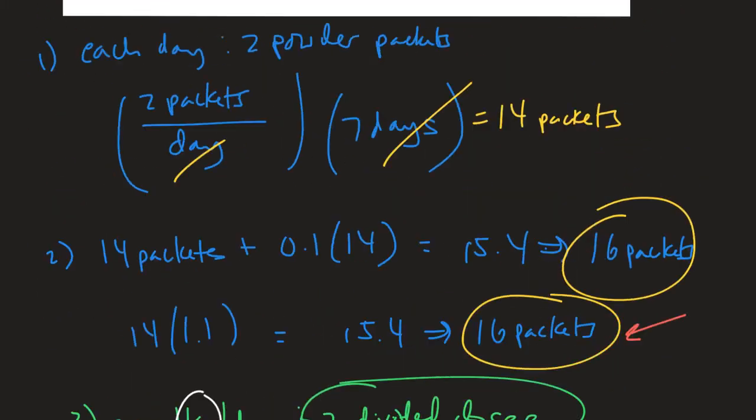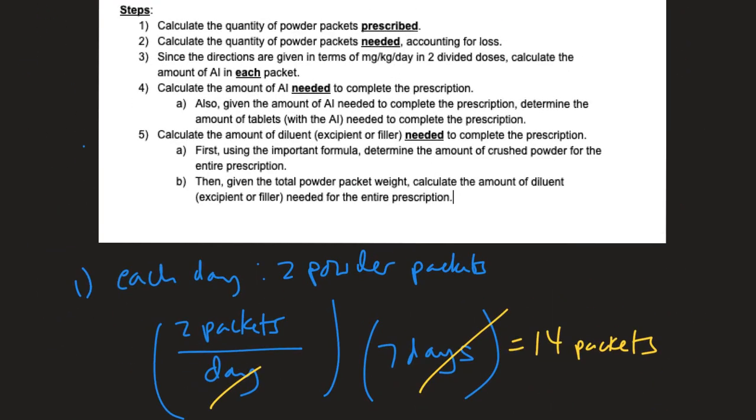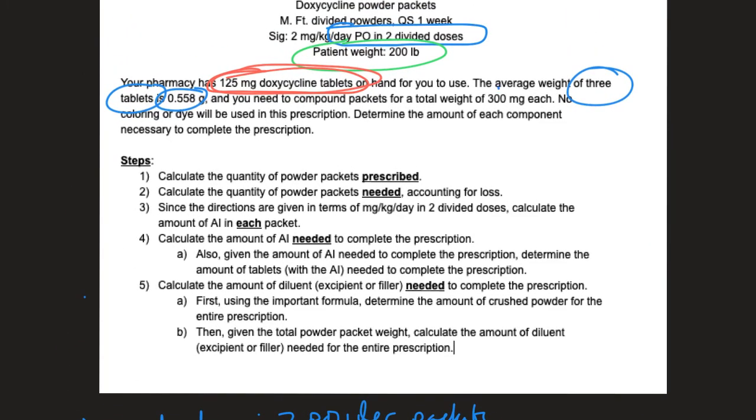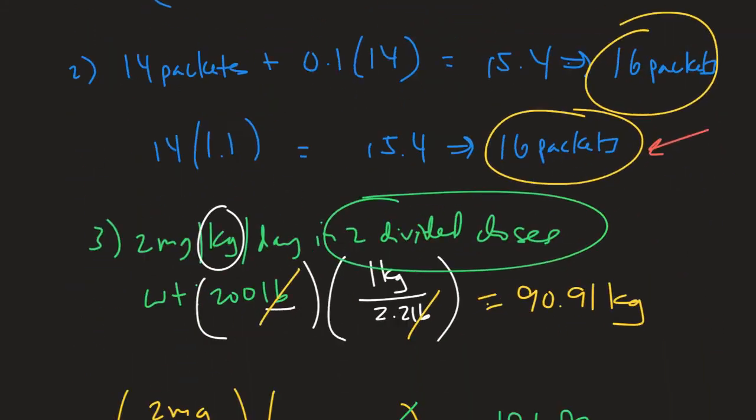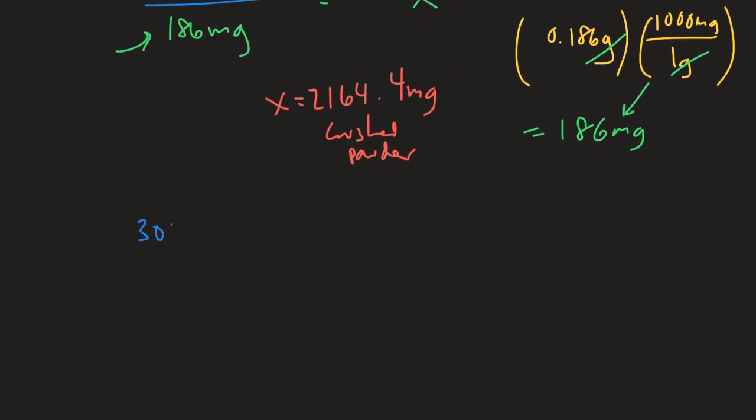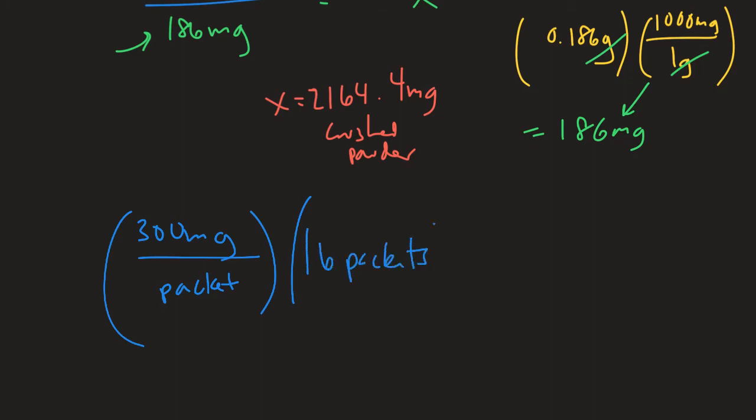So step 5B, given the total powder packet weight, calculate the amount of diluent needed for the total prescription. So each powder packet should weigh 300 milligrams each. So if 300 milligrams each packet, we're making 16 packets. Packets cancels out, and in the numerator and the denominator, 300 times 16 gives you 4,800 milligrams total mass.